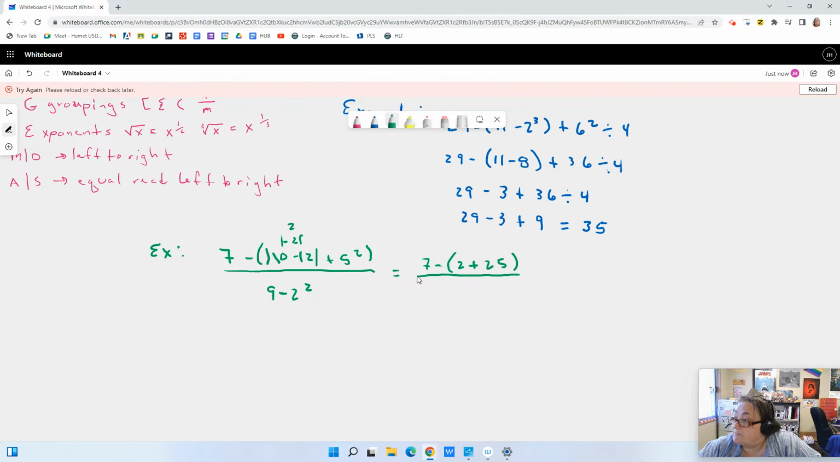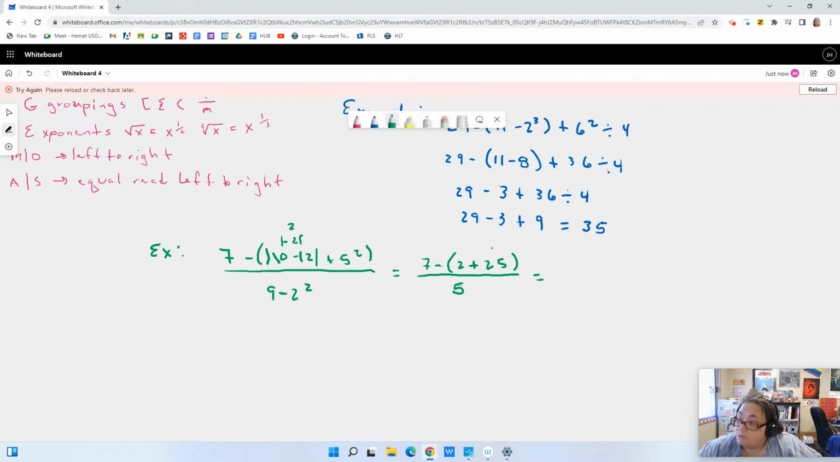And that is my whole grouping up there right now, right? We'll figure the rest out in a minute. But here I have 9 minus 2 squared. Well, that's just 9 minus 4, right? Which is 5. So we can make some room there, right? 9 minus 4 is 5.